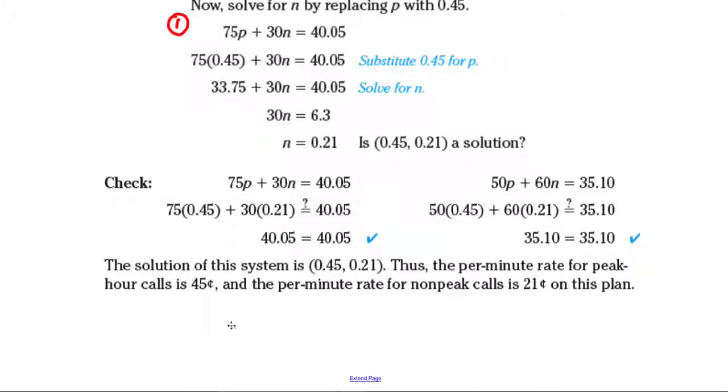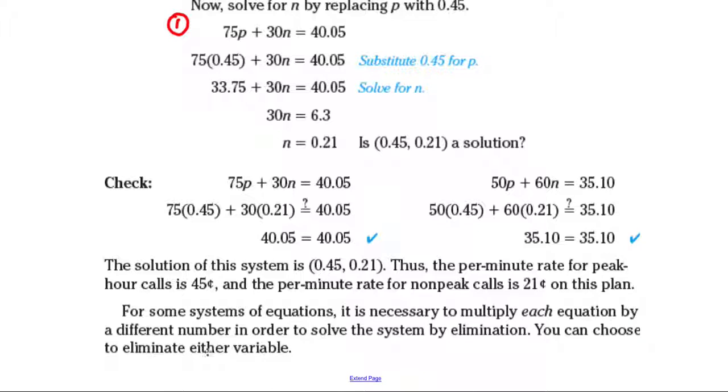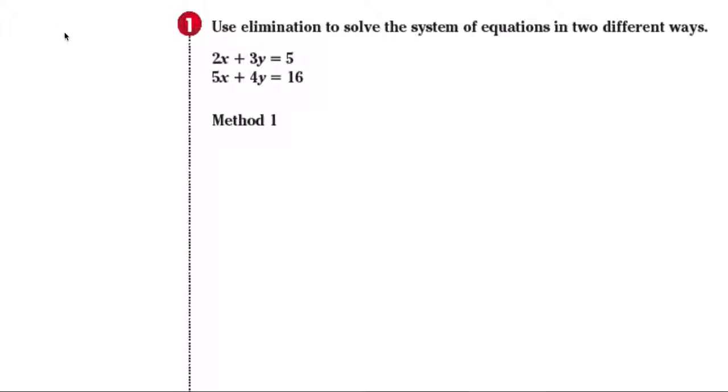Okay, and let's move on. For some systems of equations, it is necessary to multiply each equation by a different number in order to solve the system by elimination. You can use this to eliminate either variable. Let's take a look at what this means in the next example. We want to use elimination to solve a system of equations in two different ways. You have 2x plus 3y equals 5 and 5x plus 4y equals 16. Again, good practice to number those equations, equation 1 and equation 2.